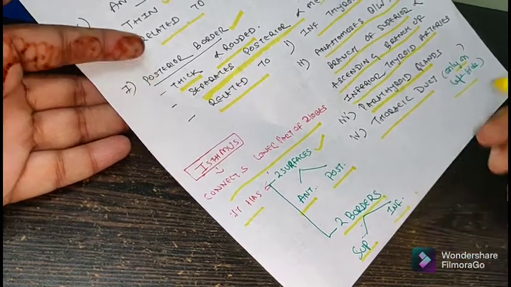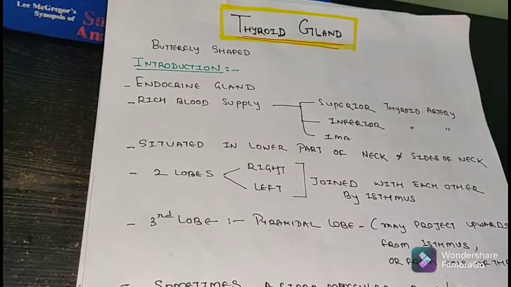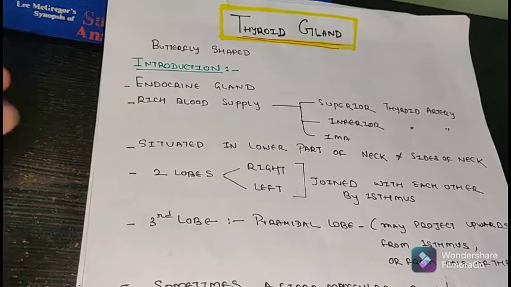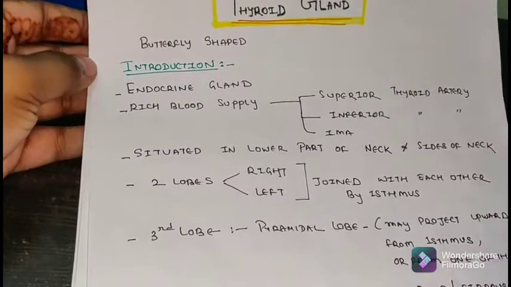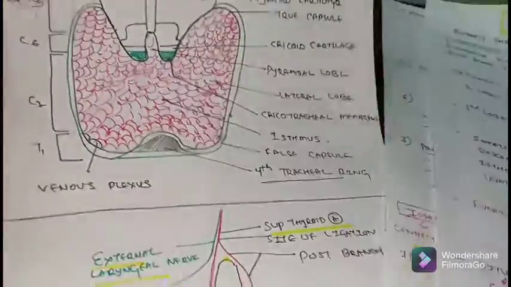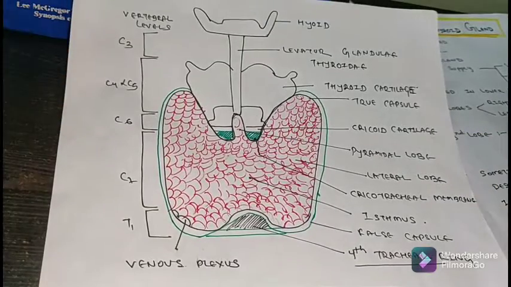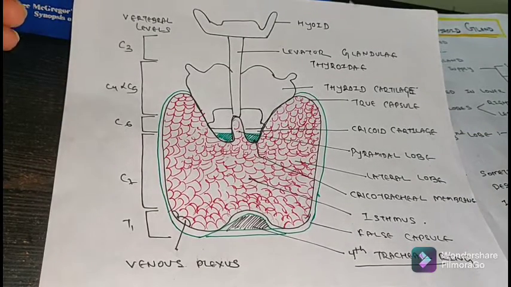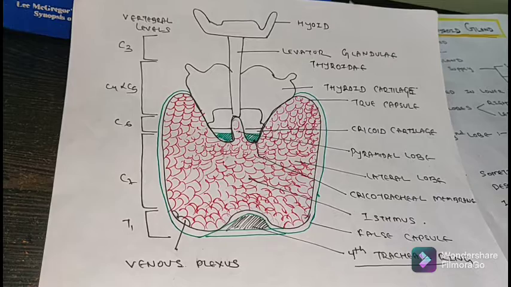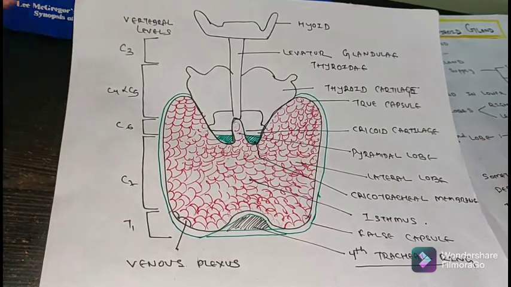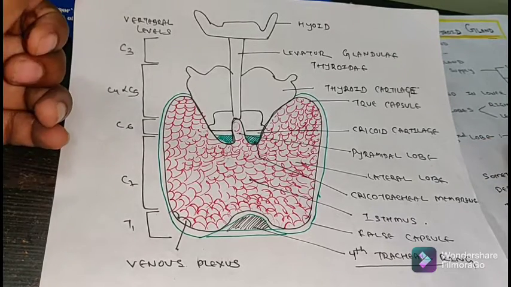So friends, in this video I tried to explain the whole anatomy of the thyroid gland, the relations and the diagram of the thyroid gland. And in my next video I will be making a video on the blood supply of the thyroid gland and the examination of the thyroid gland.